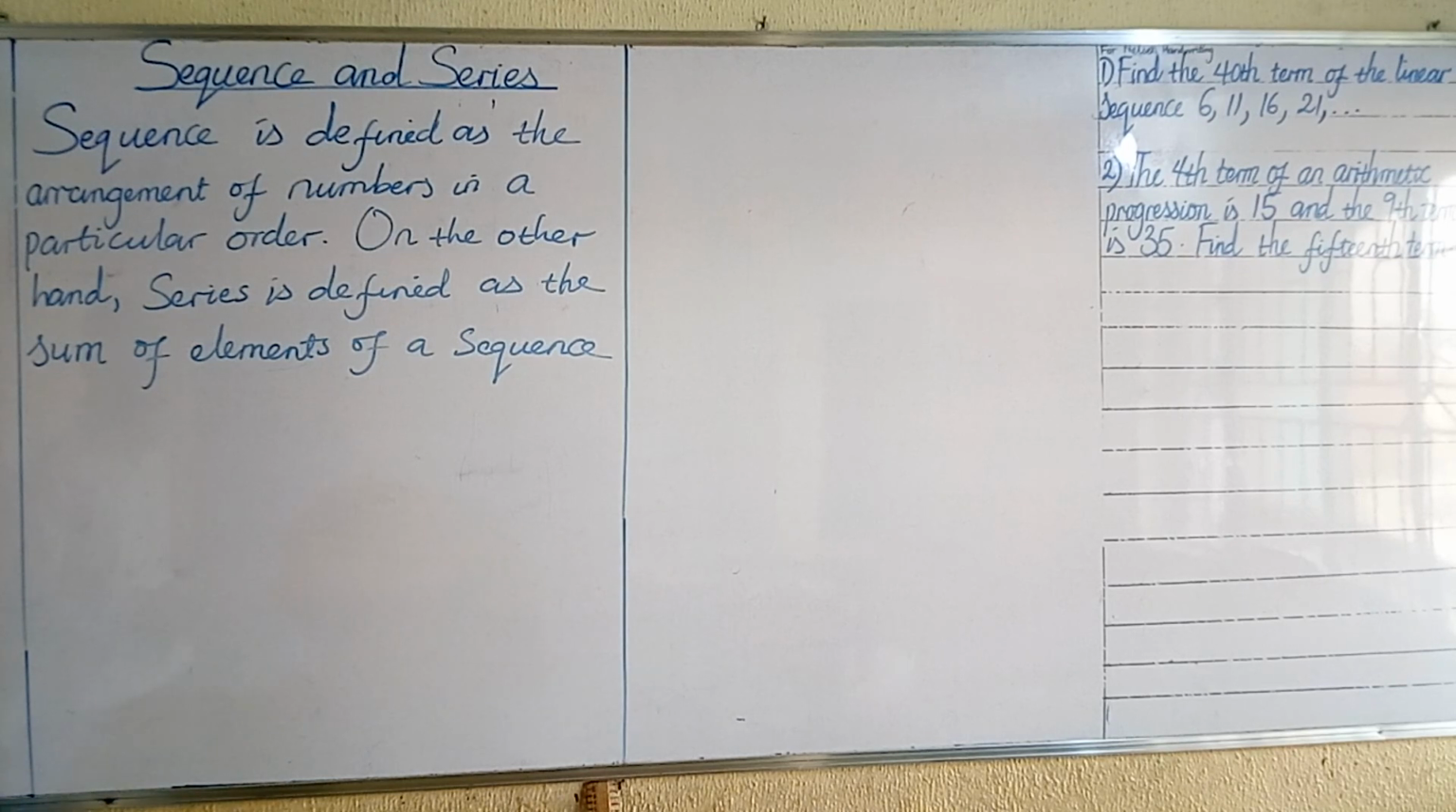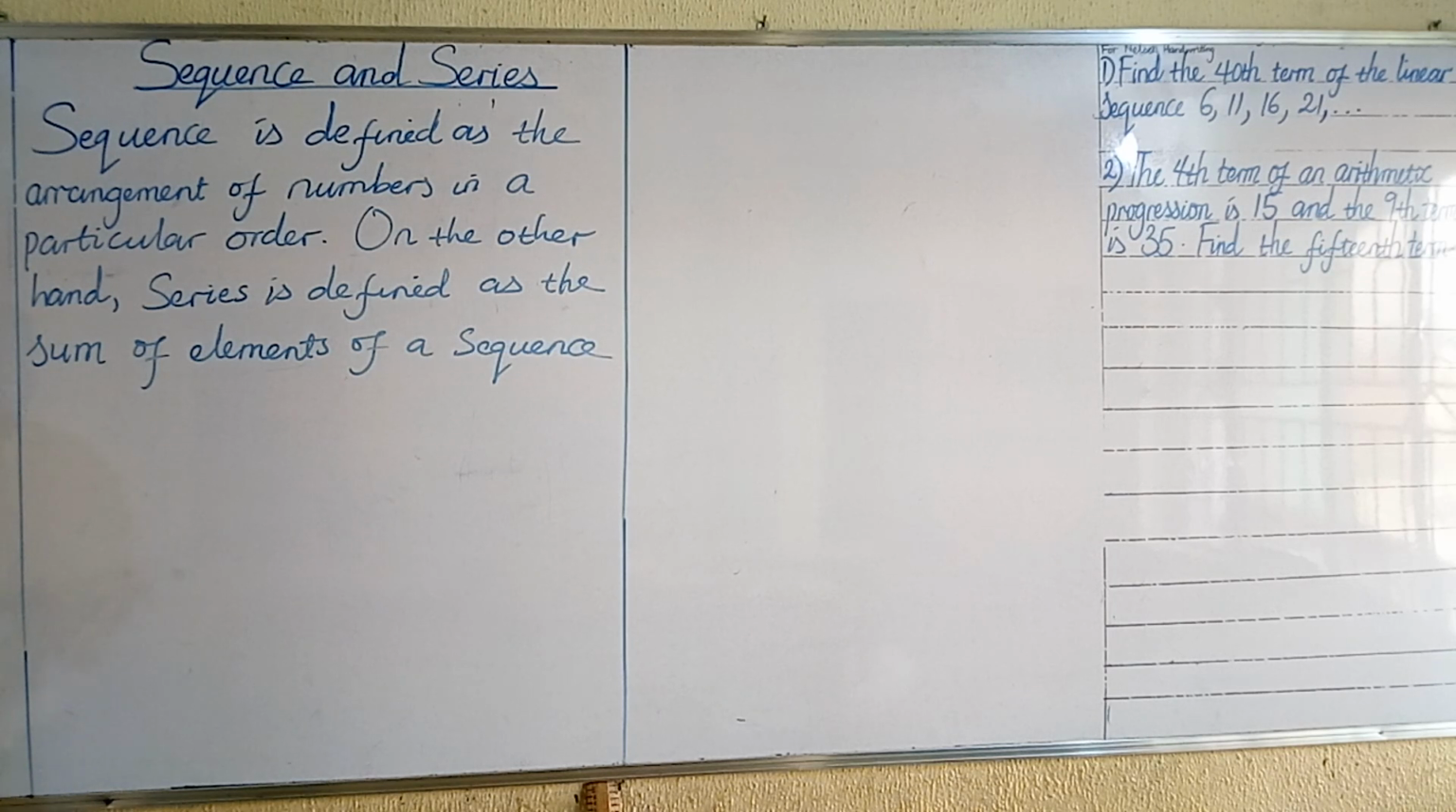So, sequence is defined as the arrangement of numbers in a particular order. On the other hand, series is defined as the sum of elements of a sequence. So, this is what we have for you today. Alright, as we progress, you are going to get some certain things into cognizance. For instance, let us consider some set of numbers.